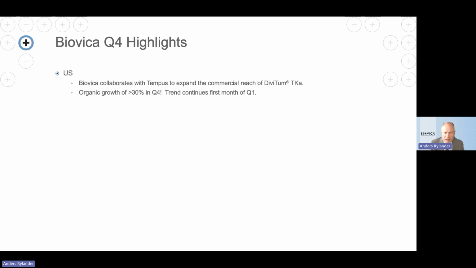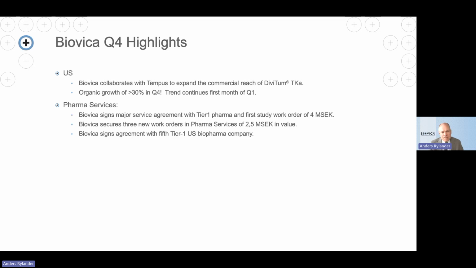We also see that, especially now in the US, we have a strong organic growth, and it's been stable now for the fourth quarter. It actually started in late third quarter, and I'll go into also what we see is the explanation and rationale for that.